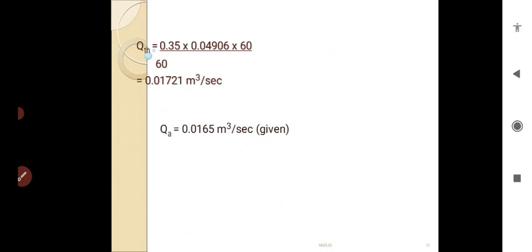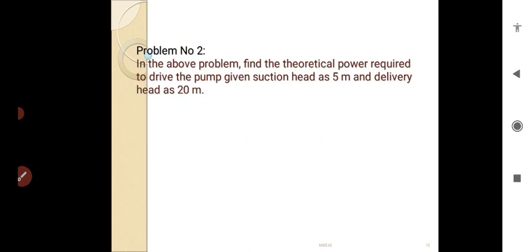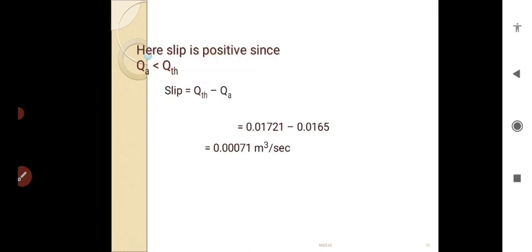This is the theoretical discharge and actual discharge, and here is the coefficient of discharge. Coefficient of discharge is equal to actual discharge by theoretical discharge, that is 0.0165 by 0.01721, that is equal to 0.96. Hence the slip is positive, since the actual discharge is less than the theoretical discharge. Slip is equal to theoretical discharge minus actual discharge, so here slip is equal to 0.00071 meter cube per second.